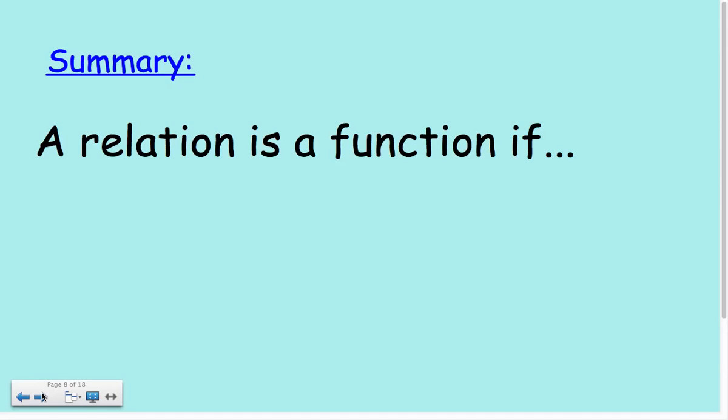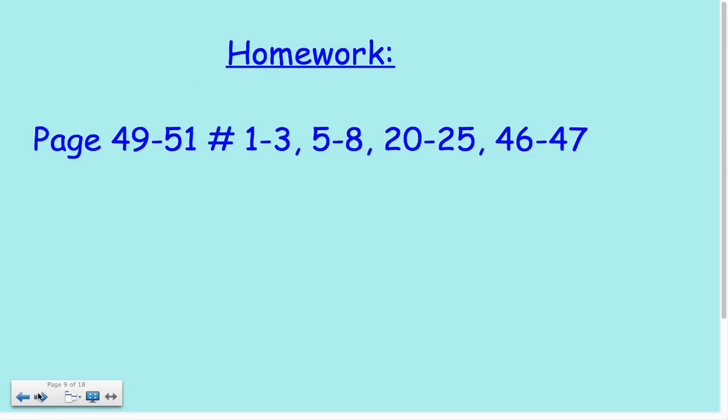Fill out your summary. A relation is a function if. And the homework assignment for this lesson is pages 49 through 51, 1 through 3, 5 through 8, 20 through 25, 46 through 47.